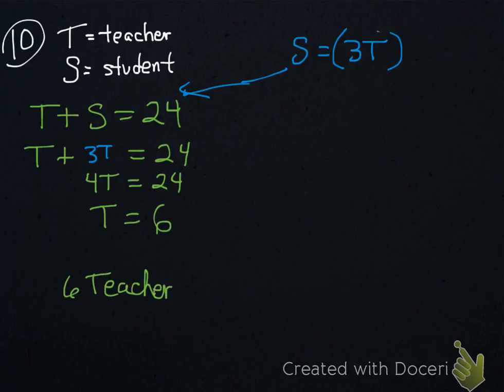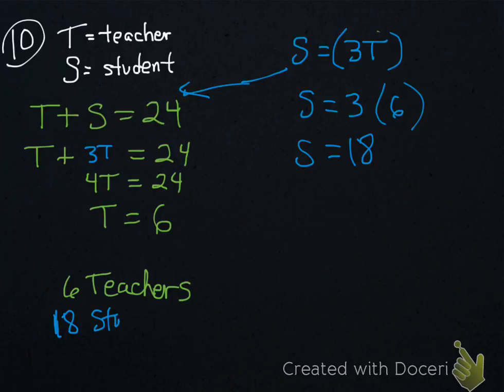Write it down. Now, how many students are there? My students is 3 times my teachers, which was 6. So my number of students is 18. So I have 18 students. Now we have a complete answer.